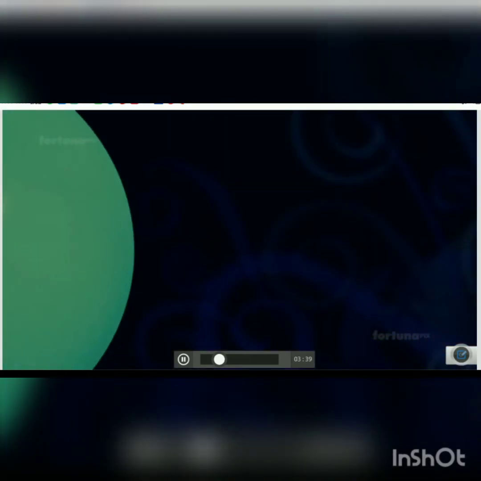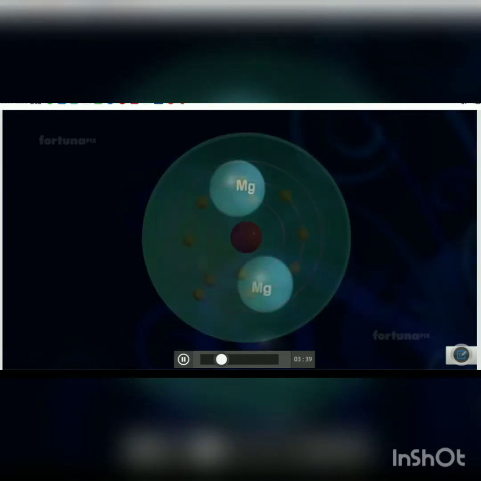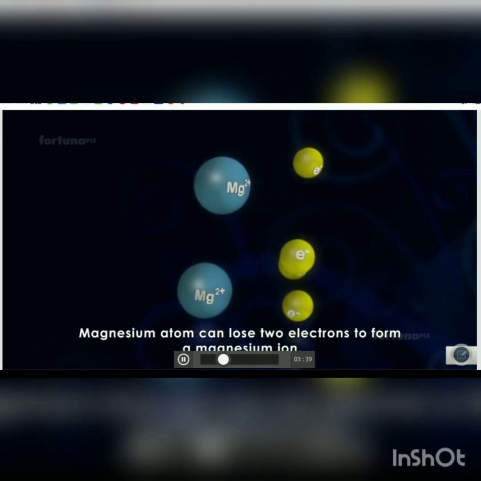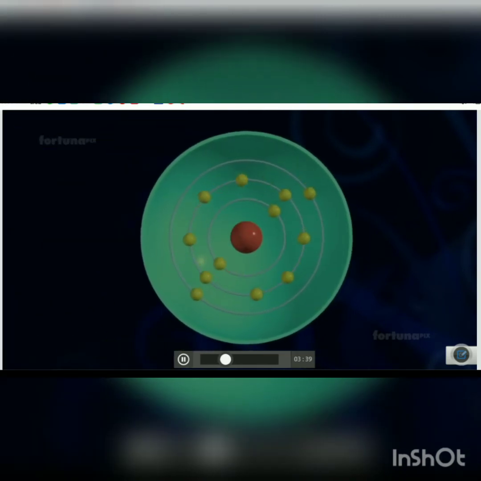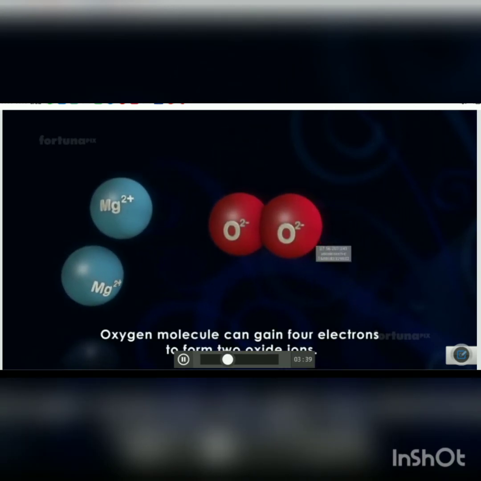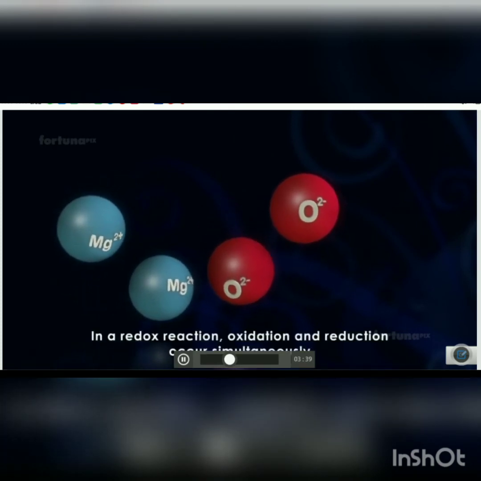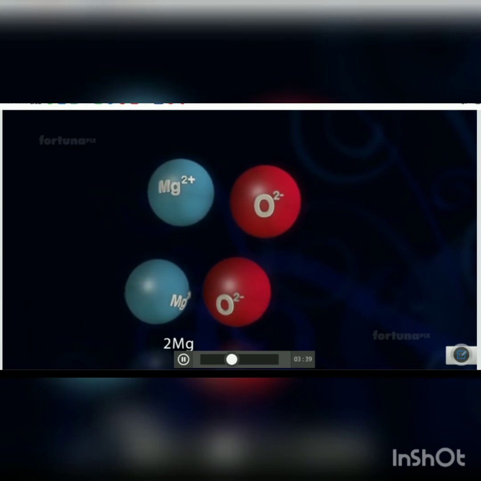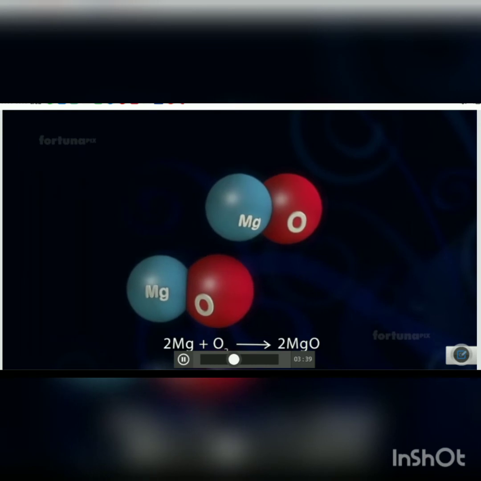Firstly, the oxidation process. Oxidation occurs when an atom loses electrons. And the example of oxidation is the losing of electrons by a magnesium atom to form a magnesium ion. Now the reduction process. Reduction occurs when an atom gains electrons to form ions. For example, a magnesium atom loses its electrons to get oxidized and an oxygen atom gains these electrons to get reduced. When magnesium burns in the presence of oxygen, it loses electrons which the oxygen atom gains to form magnesium oxide.